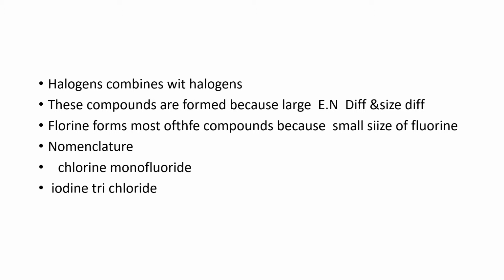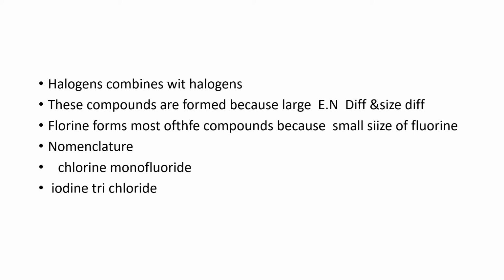At the same time, as you come down the group from fluorine, chlorine, bromine, iodine, the size is also varying. Due to the large difference in electronegativity and size, they react with each other, forming all the interhalogen compounds. Fluorine forms more interhalogen compounds because it has the greatest electronegativity and is smaller in size.